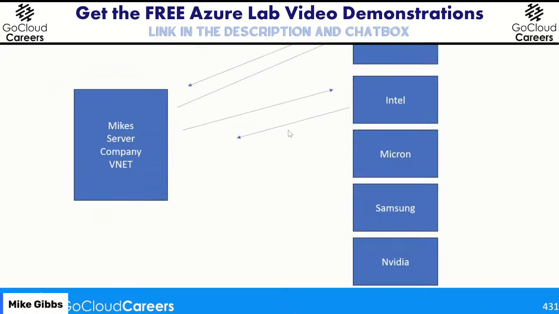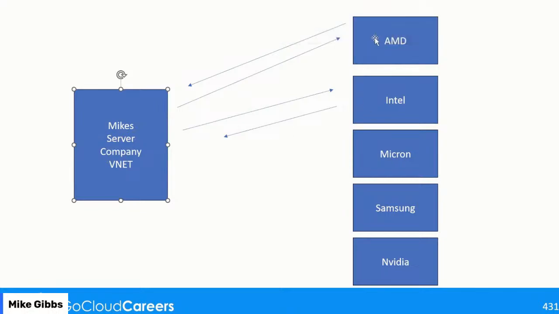So what does this now mean? It means that we've got Mike Server Company here, right? So I can speak to AMD because AMD and I have a peering session. I can also speak to Intel, and Intel can speak to me. But AMD can't communicate with Intel because we don't have transitive routing. So in order to make that work, we need to fully mesh everything. Fully mesh means everybody connects to everybody. You're all effectively one hop away.